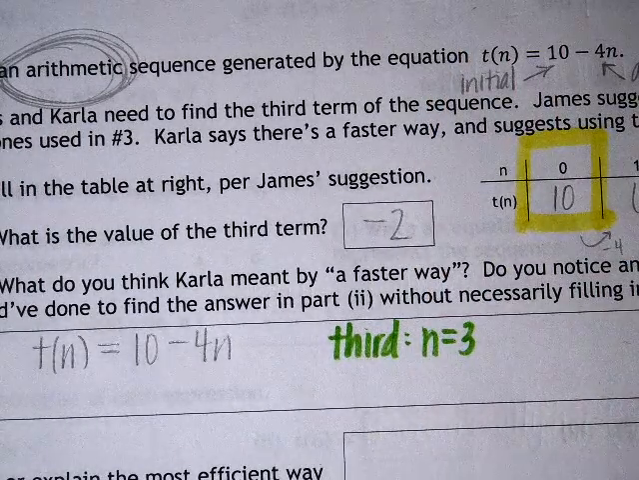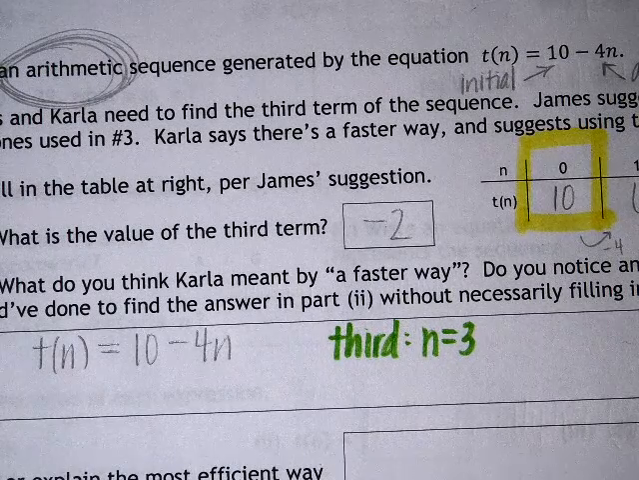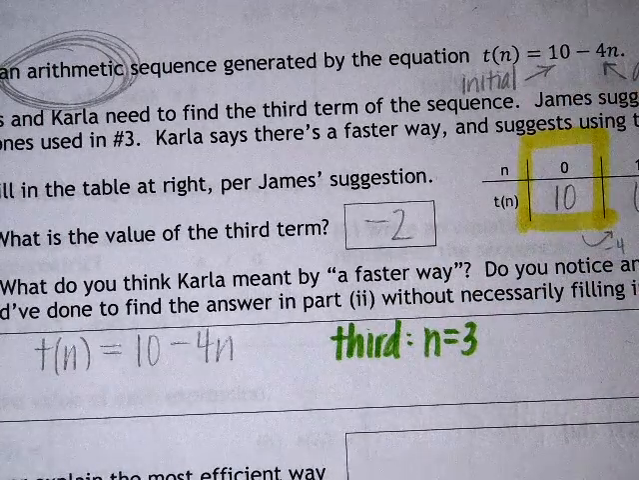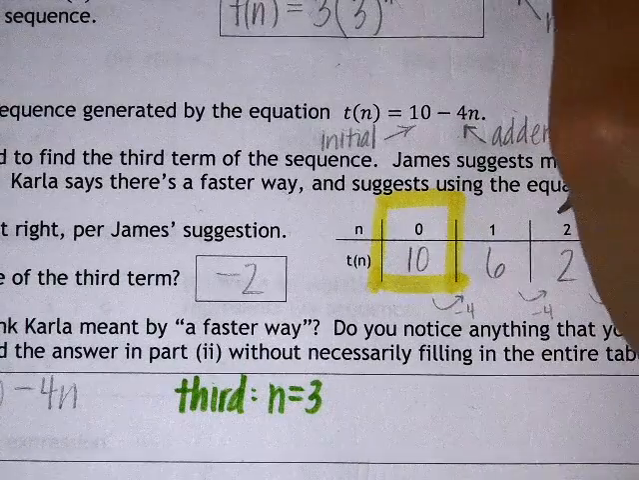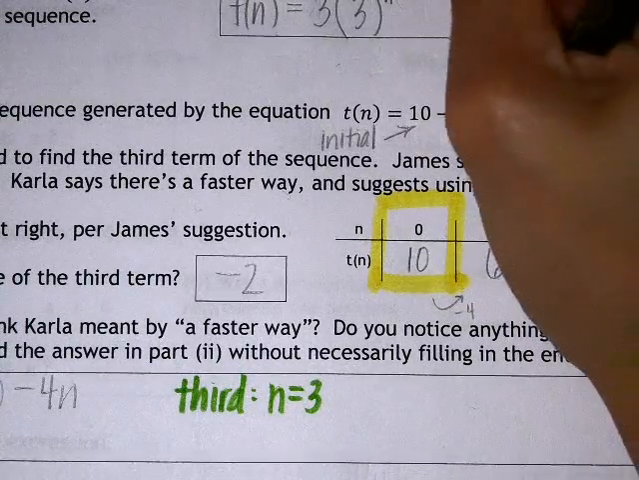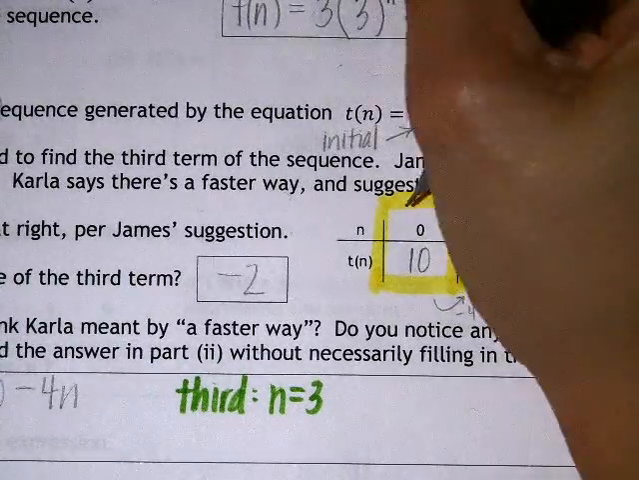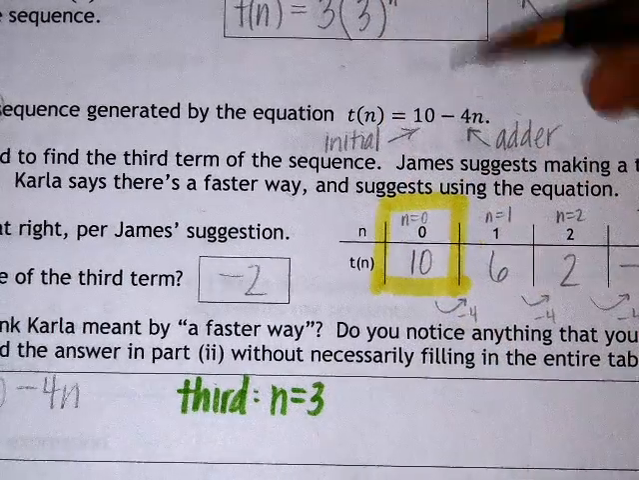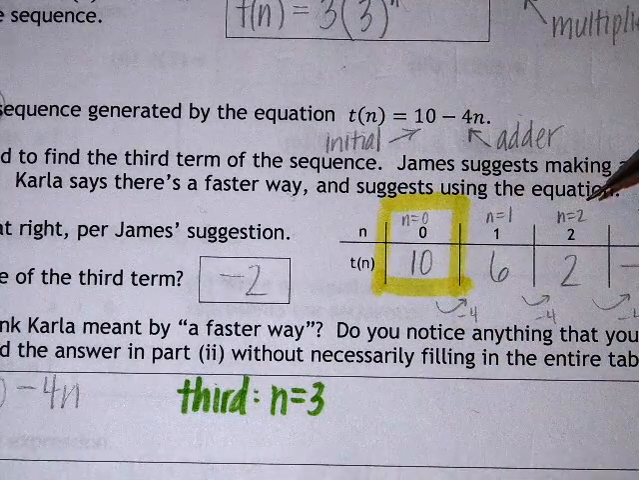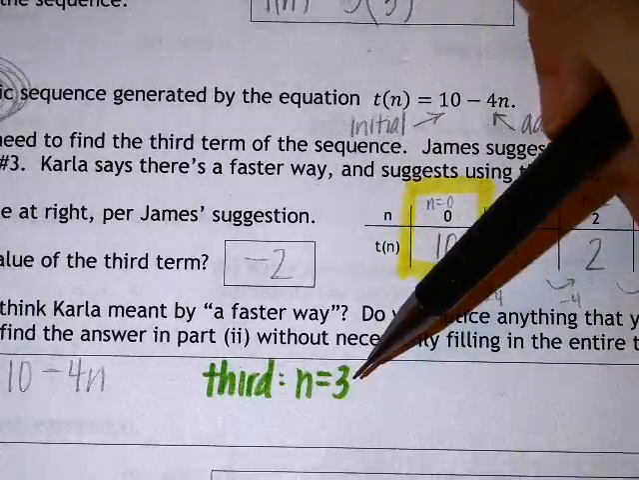Remember we saw that in a table on the previous page? The third term is when n equals 3. Just like the second term is when n equals 2, or the first term is when n equals 1, or the initial term is when n equals 0. So the third term is when n is 3.